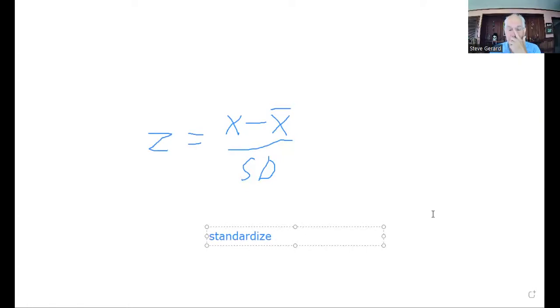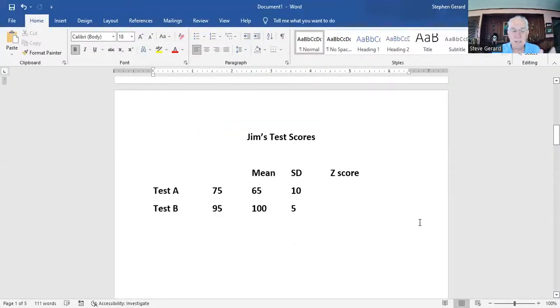But I'll do the mathematics here in front of you on this one. Whereas Jim has test A, he got 75, the mean is 65, standard deviation of 10. It's X, 75, minus X bar, or 65, divided by 10, or plus 1.